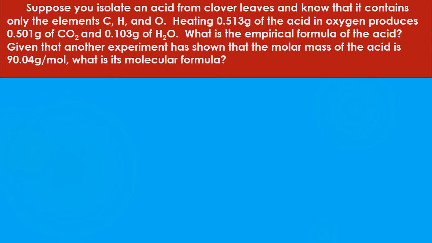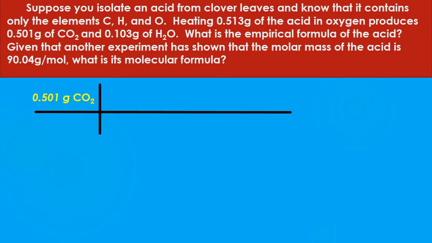Now notice the compound is made up of the elements carbon, hydrogen, and oxygen, but we're only given the mass of carbon dioxide and the mass of water produced. So from carbon dioxide we can determine grams of carbon, and from water we can determine grams of hydrogen. Then we can find the grams of oxygen as the remainder. Subtract those values from 0.513 to give us grams of oxygen.